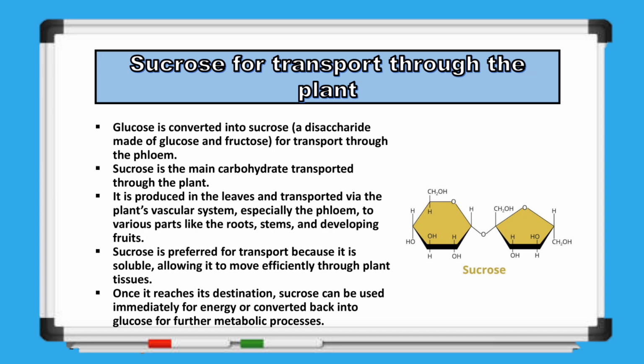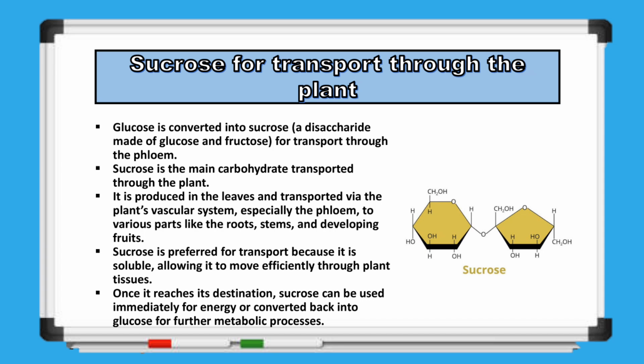And finally we have sucrose, which is used for transport throughout the plant. Plants convert glucose into sucrose, which is a disaccharide made up of 1 glucose and 1 fructose molecule, as shown in the structure here. Sucrose plays a key role in transporting carbohydrates through the plant. It's the main sugar moved around via the phloem, the plant's internal transport system. It's mostly produced in the leaves, where photosynthesis happens, and then transported to other parts of the plant like the roots, stems, and developing fruits.